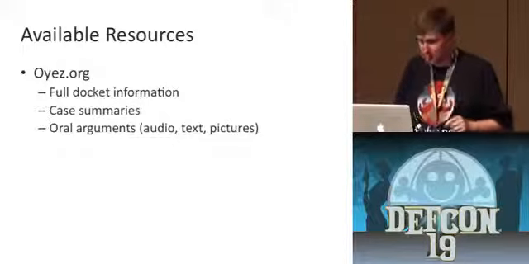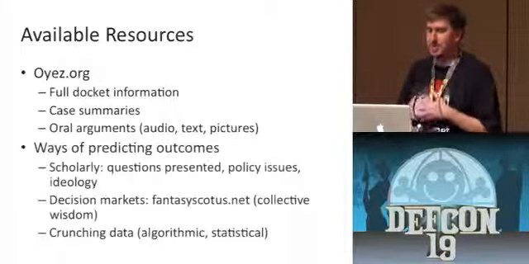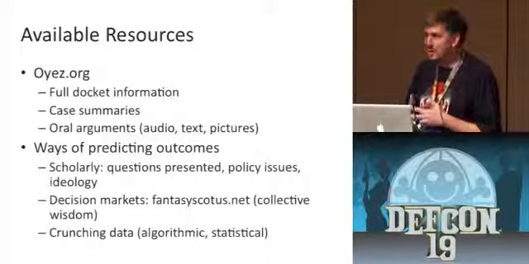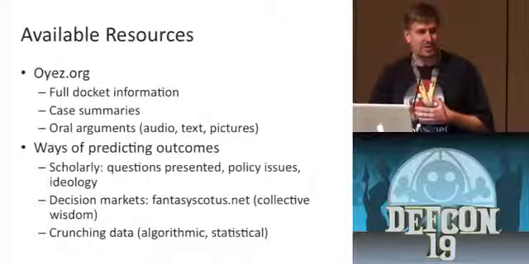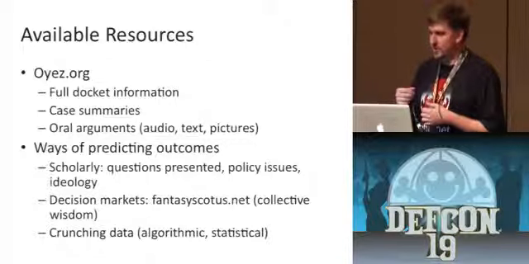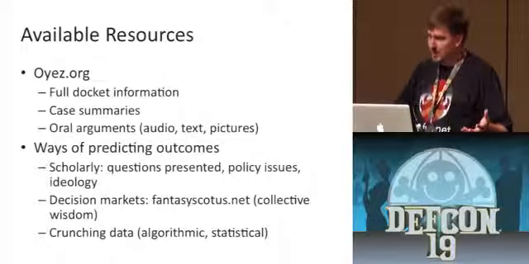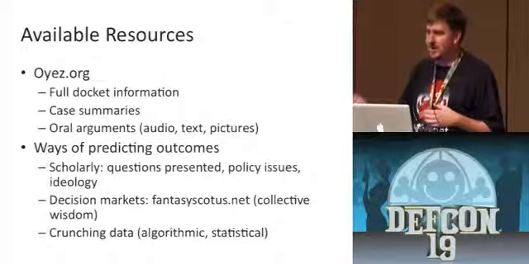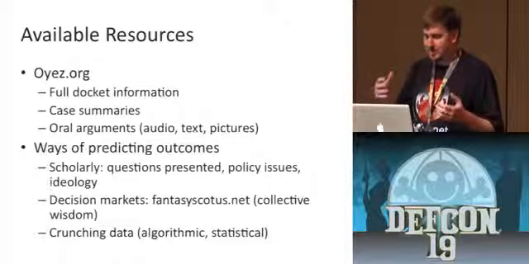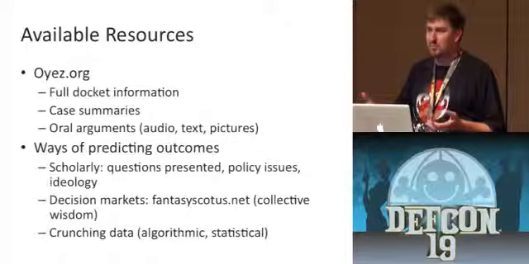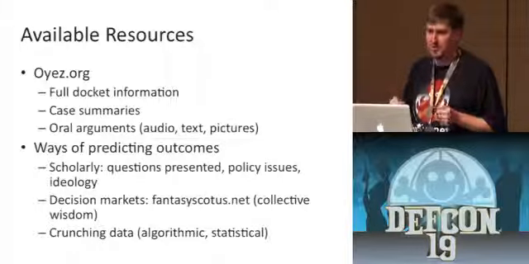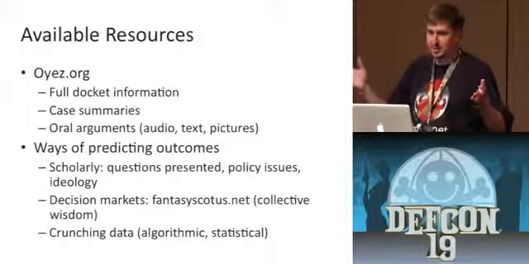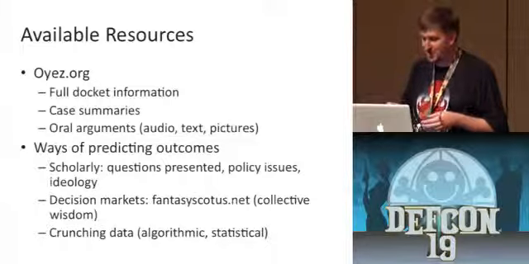So that's one resource. The other thing is we already have several ways of predicting case outcomes. One is the scholarly way, right? We're going to study the questions that the court is being asked to answer. We're going to research the policy issues that underlie those questions. We're going to understand the ideologies of the justices who will be voting on this, and we're going to make a prediction based on that. So this is like sort of mainstream theory of predicting what the court is going to do. This is what Dahlia Lithwick or whoever is on NPR these days is doing.